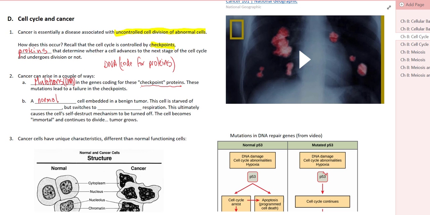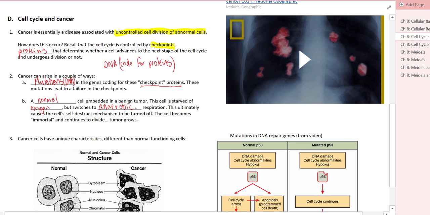But there can also be tumors, benign tumors, in which they surround a normal functioning cell. And what happens is that cell can be starved of oxygen. Cancer cells are very good at robbing other cells of their oxygen supply. And so as a result of this lack of oxygen, the cell switches to anaerobic respiration, which should make sense, right? We know that when there isn't sufficient oxygen around, our cells will undergo anaerobic respiration.